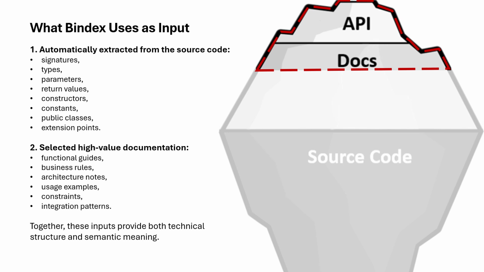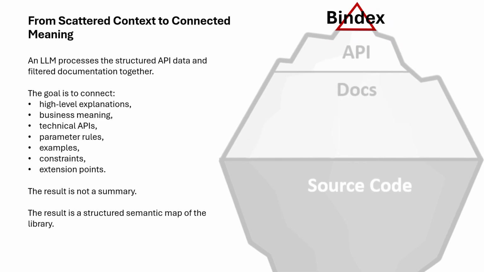Bindex combines these into a form that is much easier for AI agents to consume. This is where the transformation happens. An LLM processes the structured API information together with the filtered documentation context. But the goal is not to create a generic summary. The goal is to connect meaning to specific technical elements. For example, which business capability maps to which class? Which configuration option affects which behavior? Which examples demonstrate which methods? Which constraints apply to which parameters? Which extension points should be used for customization?